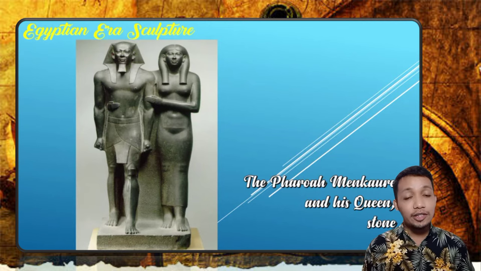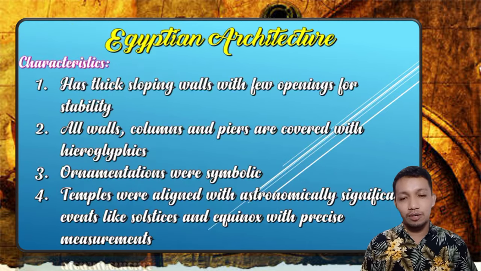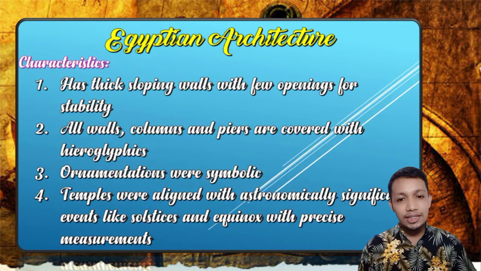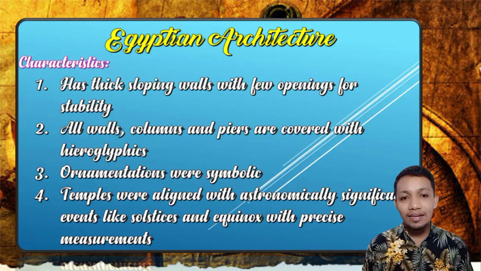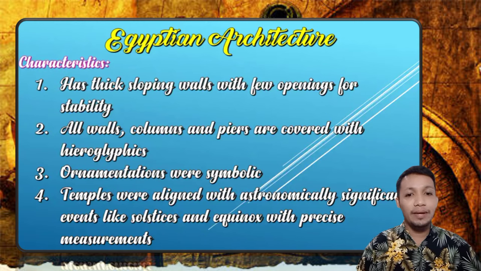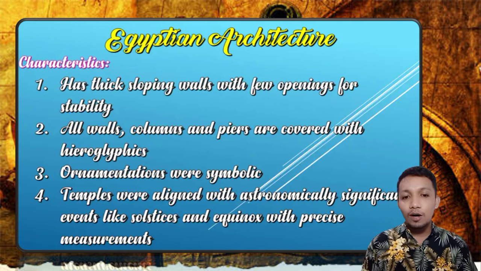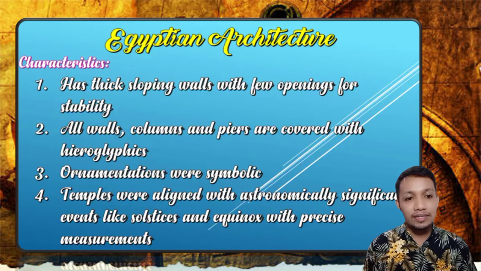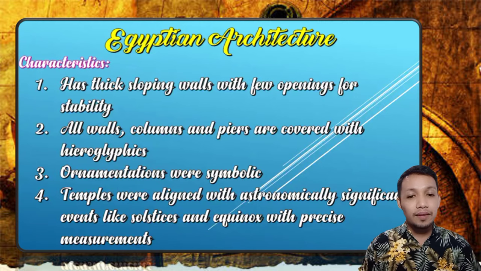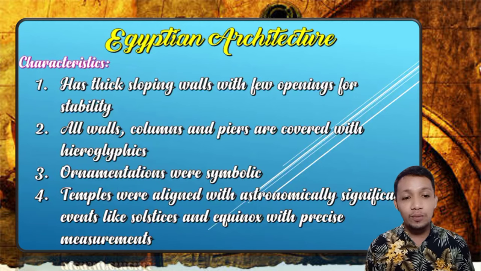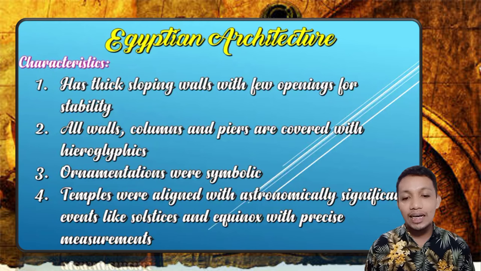And now let's proceed to Egyptian architecture. Here are its characteristics. It has thick, sloping walls with few openings for stability. All walls, columns, and piers are covered with hieroglyphics. Ornamentations were symbolic, and temples were aligned with astronomically significant events like solstices and equinoxes with precise measurements.